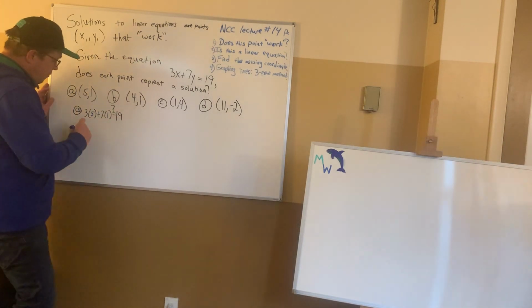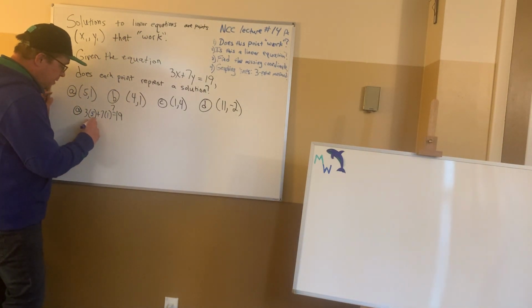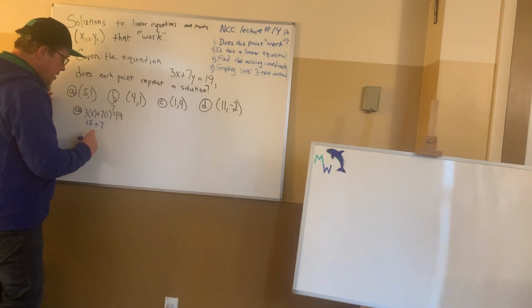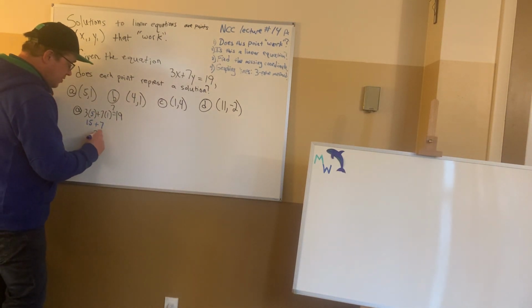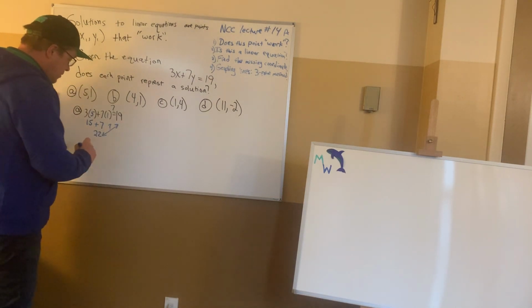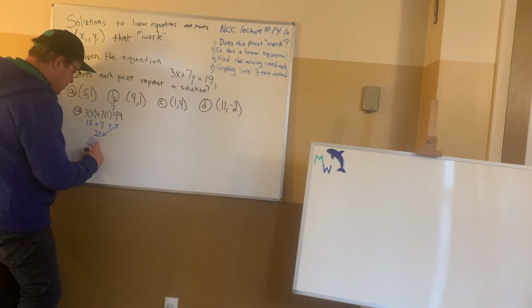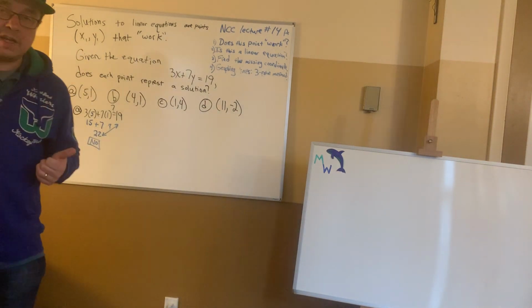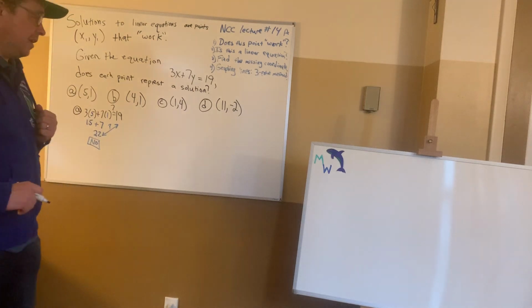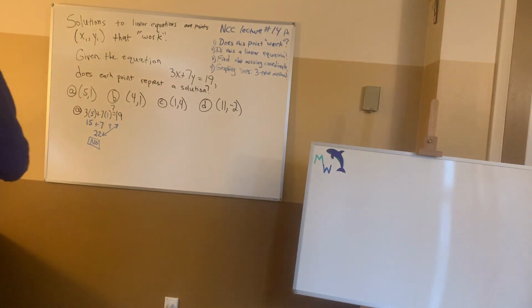So now we'll run that out. 3 times 5 is 15 plus, separates terms, 7 times 1 is 7, and then 15 plus 7 gets us 22, and the question is, are those the same? Answer is no. That means no, they aren't the same. No, it's not a solution. No, the point is not on the graph of the line. We'll go to B.